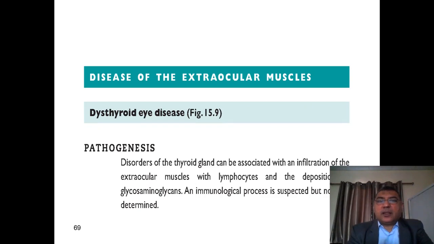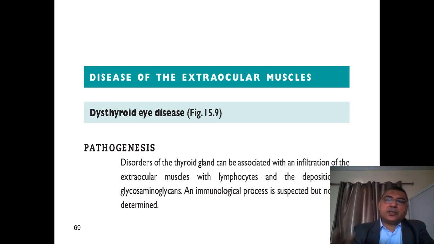Now we are going to shift to other causes of ocular motility disorders. Now we are going to discuss causes that are related to the muscles. Extraocular muscles may have diseases that affect ocular motility, as the dysthyroid eye disease. In this disease, the thyroid gland is producing multiple problems and symptoms in the body.